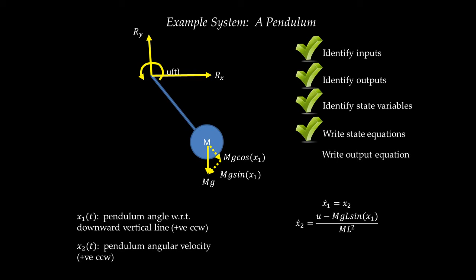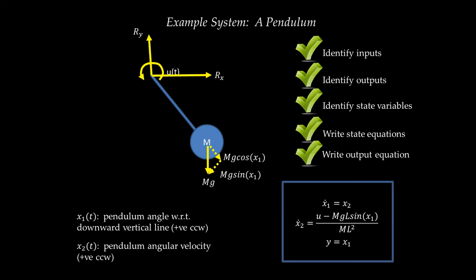is to write the output equation for this pendulum. The output was the angle y between the pendulum and the vertical, which also happens to be the same as the state x1, so y is equal to x1. Whatever I've boxed here is the complete set of state and output equations for this pendulum. This is the state space model.